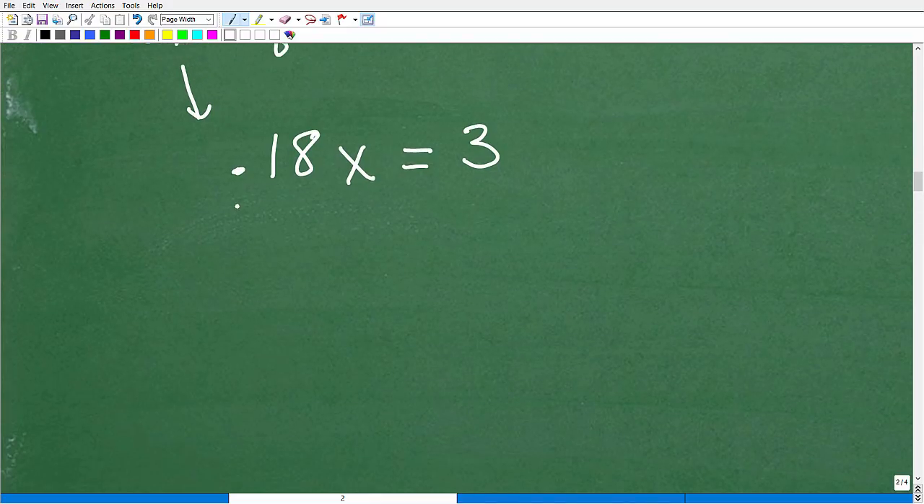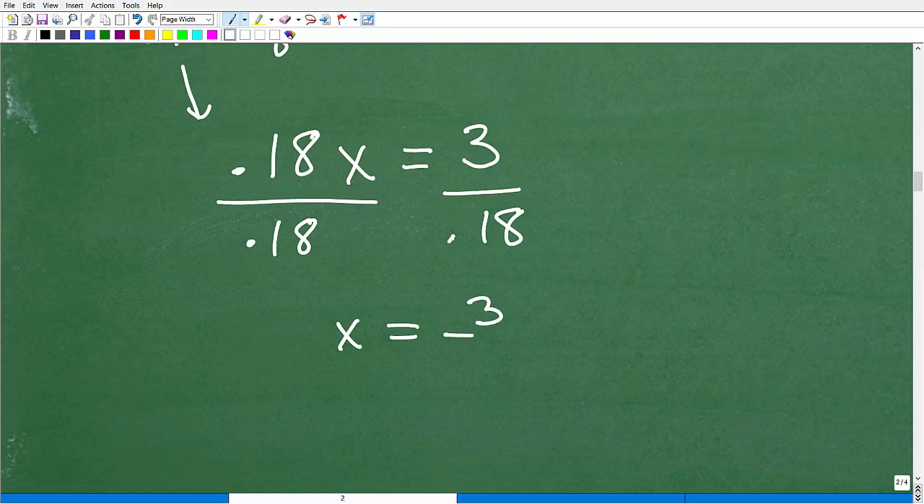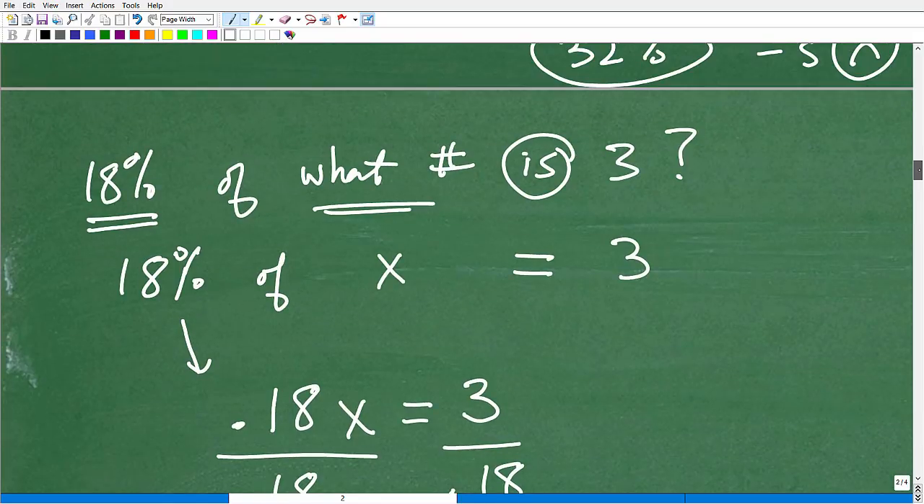So what I'm going to do is divide both sides to solve for x here. I need to divide both sides by 0.18. So x is going to be equal to 3 divided by 0.18, and let me get my trusty calculator out here. 3 divided by 0.18 is equal to 16.66 or so. Let's round it up to 16.67. Now let's look at our answer.